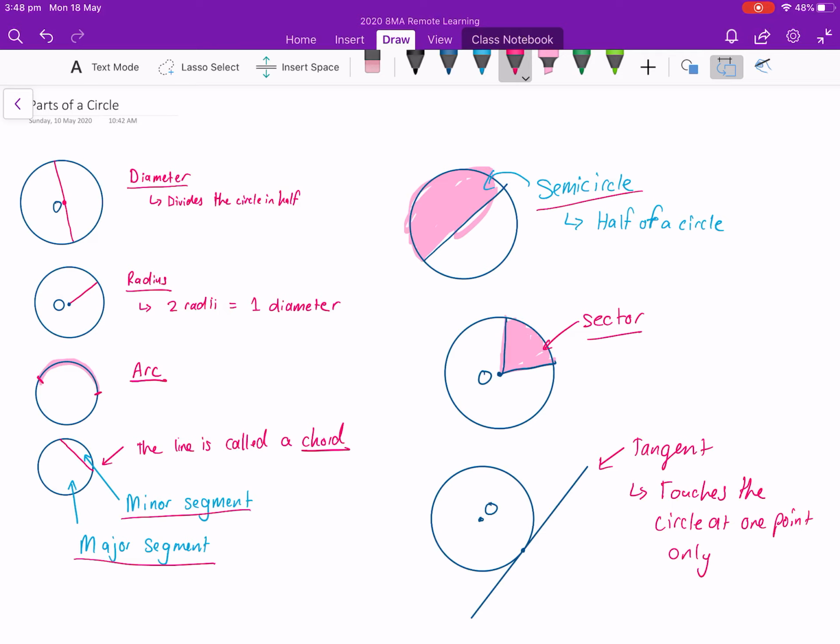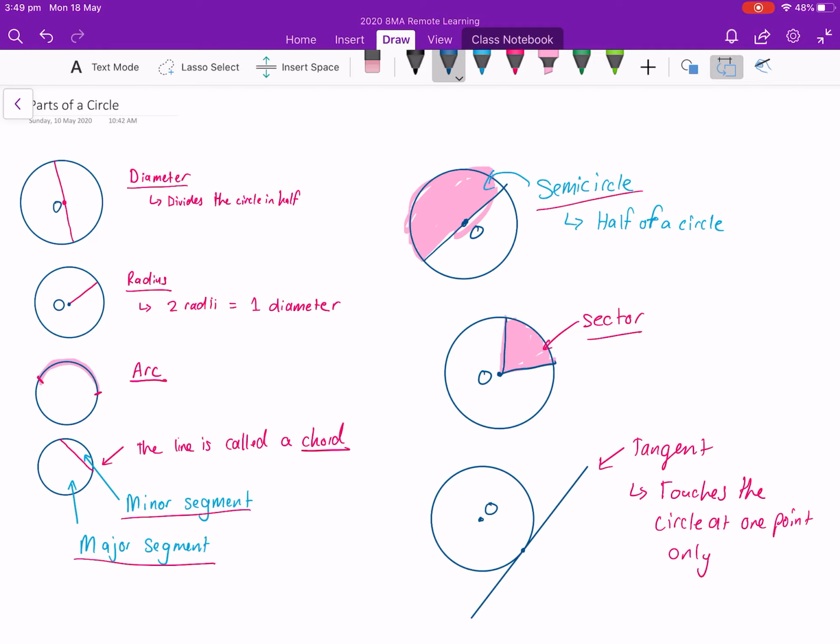I then have an arc length, which is a part of the outside of the circle, but not the complete part. I then have a line that goes through and touches the two sides, but does not go through the middle, that is a chord, and that will split the circle up into a minor and a major segment. If I had half a circle, that would be a semicircle. I'll just add in that this goes through the centre of the circle, so a diameter and then half the circle. I then also have a sector, which looks like a pizza slice.